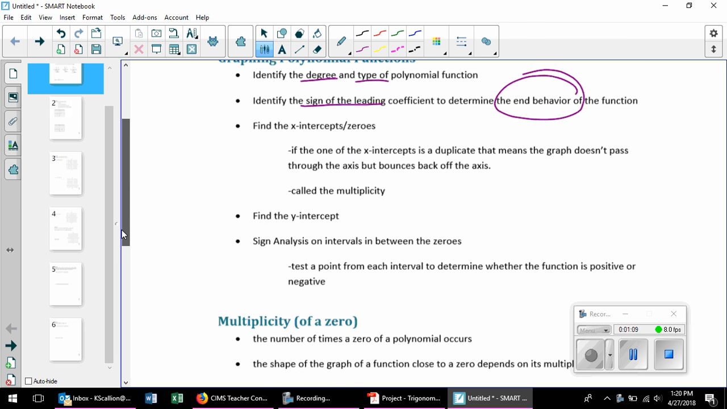Identify the x-intercepts or the zeros of the function. So that's going to be the factoring part of it. That's going to be the synthetic division part of it. You may have to do synthetic division more than once in order to get the factors. So what happens when an x-intercept duplicates? If you have more than one, it's called multiplicity, and it does different things to the graph. We're going to talk about that in a second. So you need to find the x-intercepts. That's going to be your division.